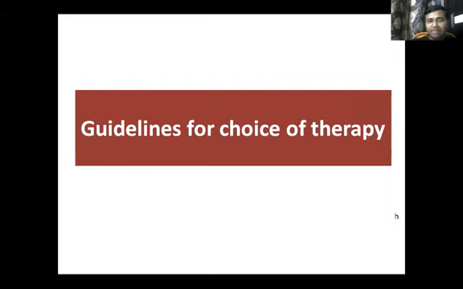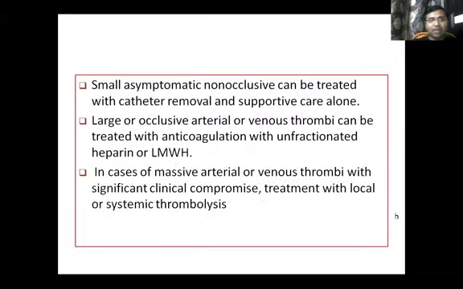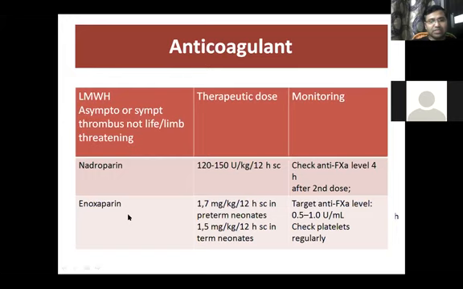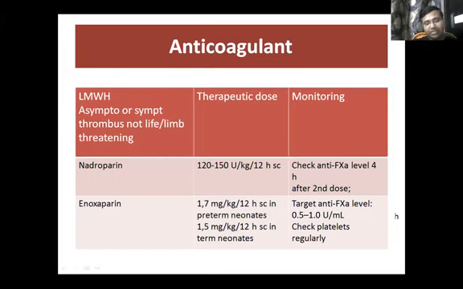The last is the guidelines for choice of treatment. Already I mentioned this, so I will skip this slide. For small or symptomatic, large occlusion, we have to treat. For massive, yes, thrombolysis or thrombectomy. For anticoagulant, we can use low molecular weight heparin, for asymptomatic or symptomatic. What is available here is enoxaparin, because it has very good pharmacokinetics.